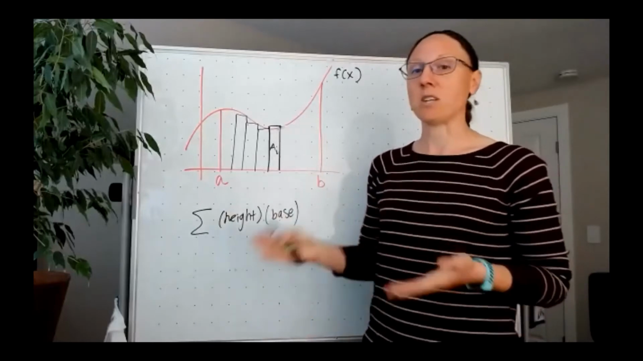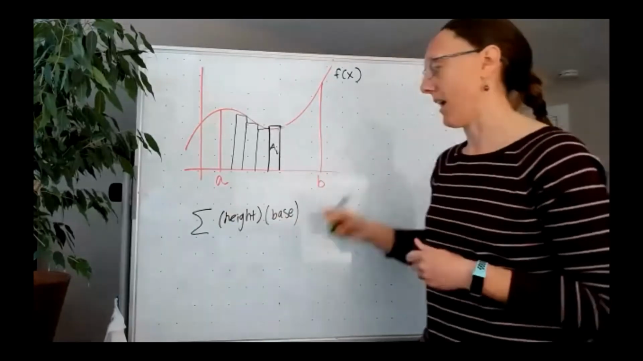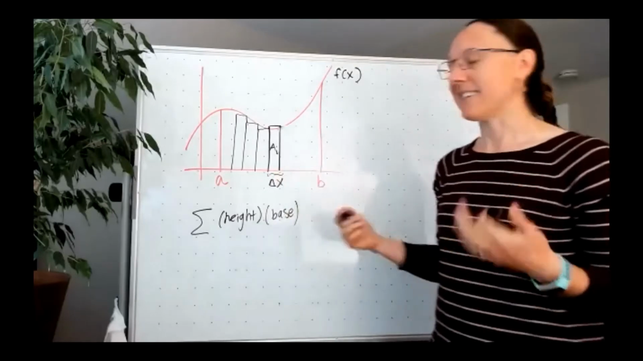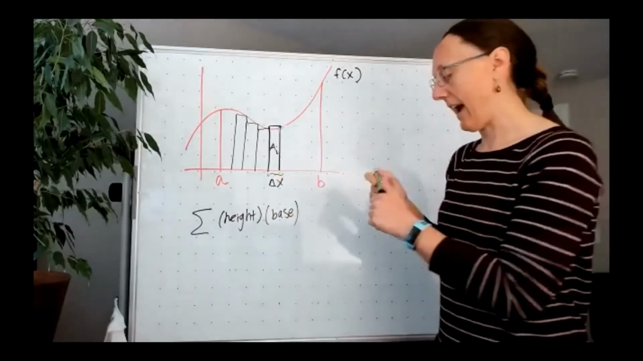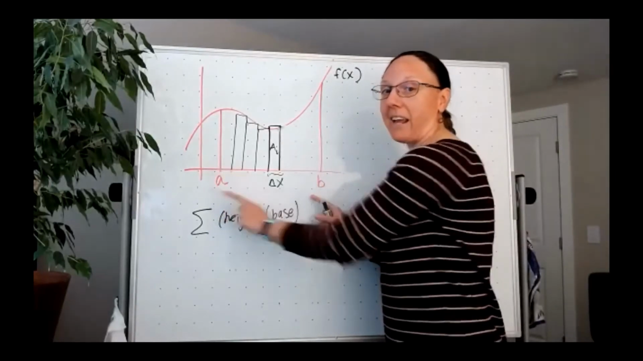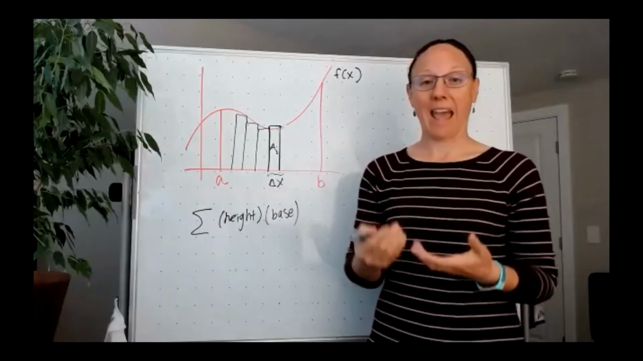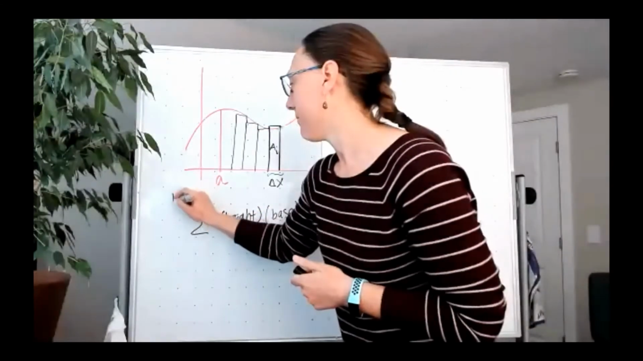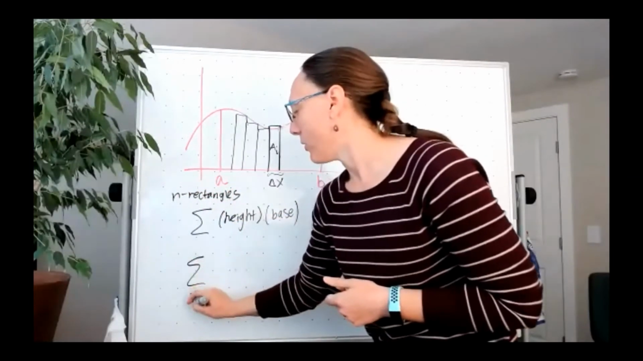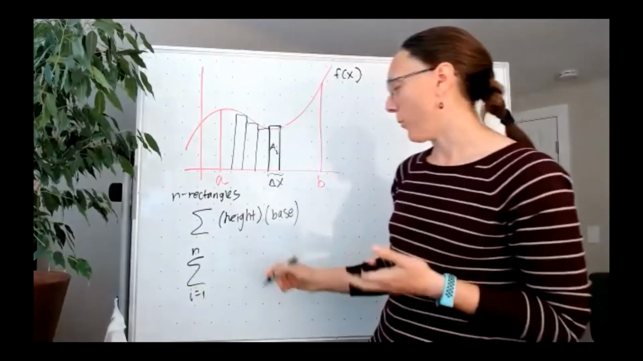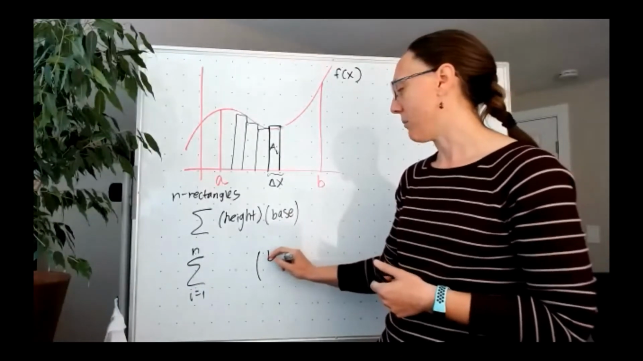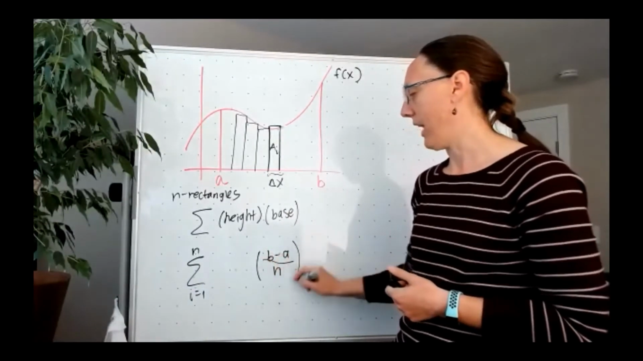So we've got formulas, and we talked about where those formulas come from last time. The base of my rectangle is going to be that little bit of delta x. And that delta x is going to come from looking at the entire width of my interval. So here that would be b minus a divided by n, because we're talking about n rectangles. I'm just reviewing the notation here. So that base for each rectangle, or that delta x, is going to be (b minus a) over n.